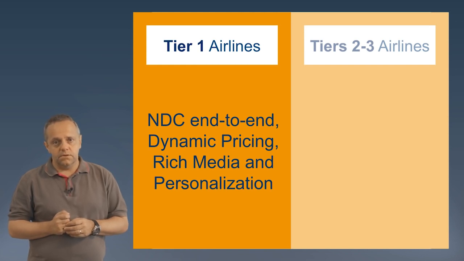In both cases, these airlines have similar business objectives. They want to take advantage of offer and order management. Basically, they want to do NDC end-to-end. They also want to support dynamic pricing, rich media, and personalization. First, let's consider this Tier 1 airline.